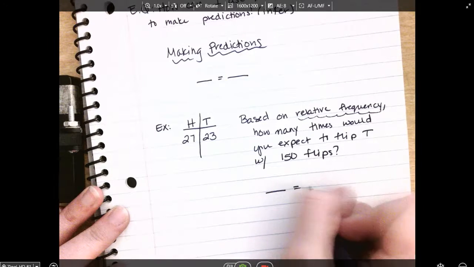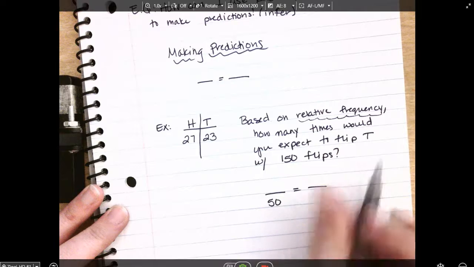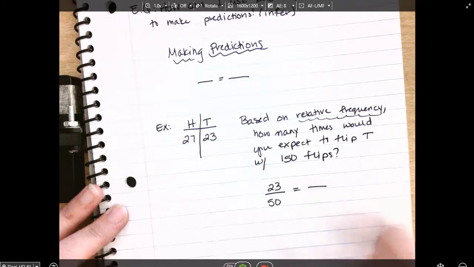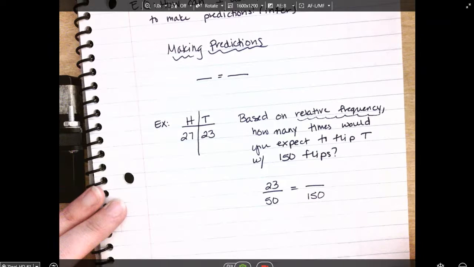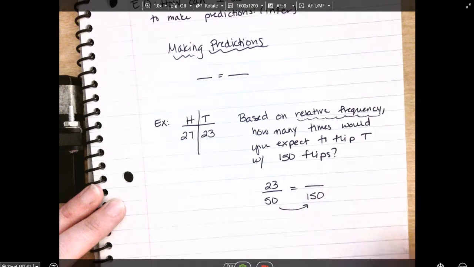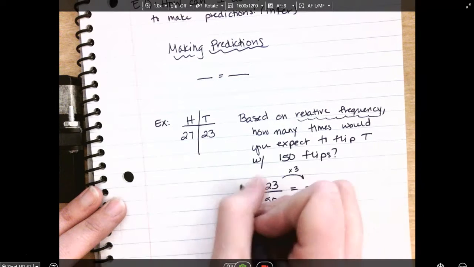So I have line, equal sign. Let's see, I have my total here is 50, and I flip tails 23 times. But they're predicting, what if I had it 150 times? I notice that I just need to multiply by 3 to do that. So here's one strategy.